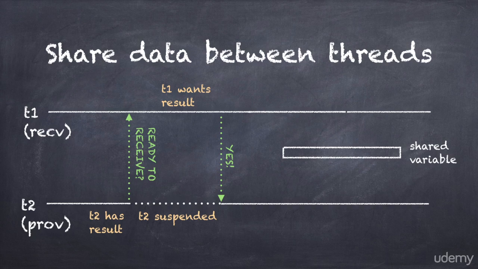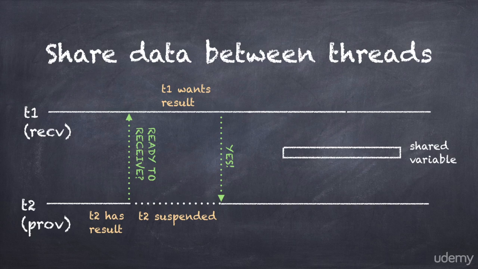The other thread, the one that's waiting for the data, eventually reaches a point in code where it needs the data. The first thing it does is signal to the providing thread that it is ready to receive by calling set on the same auto reset event. So now the providing thread wakes up, knowing that the receiving thread is ready to receive data.